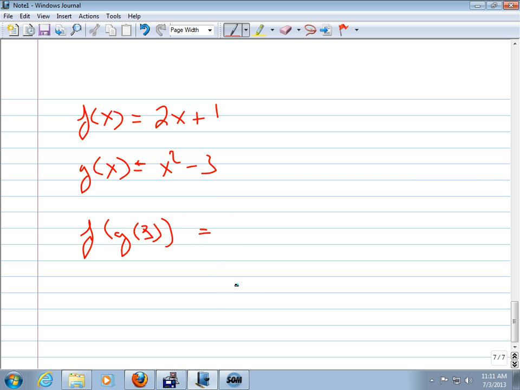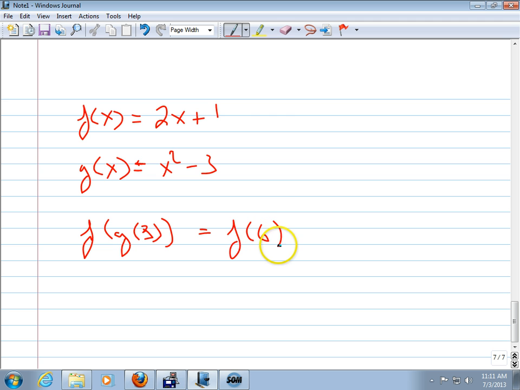That means take the 3 and plug it into who? G. And then take that answer and plug it into F. So plug in 3 here, what do you get? 3 squared, 9 minus 3, 6. So now I have to do F of 6.